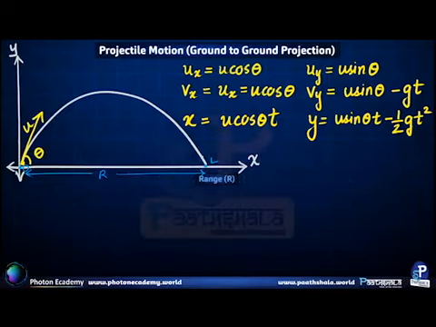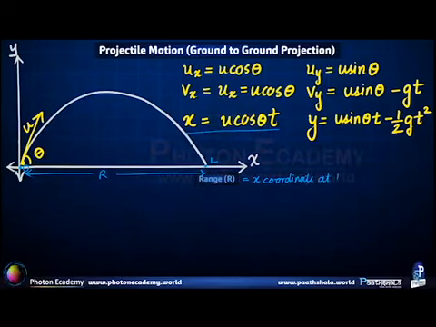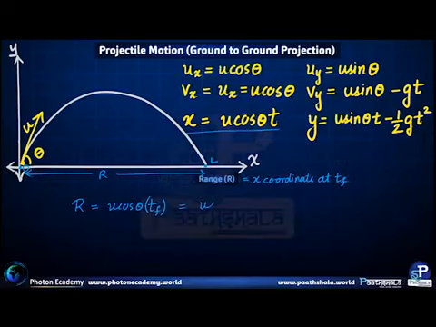So the range R can be found out by using the logic that range is nothing but x coordinate at time of flight. Okay, so R is equal to u cos theta into time of flight. So let us recall that the time of flight is 2u sin theta by g. So range is going to be given as u cos theta into 2u sin theta upon g.